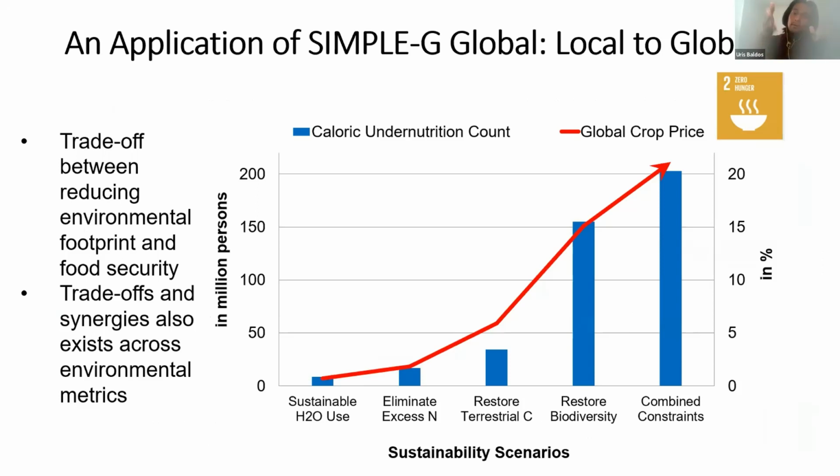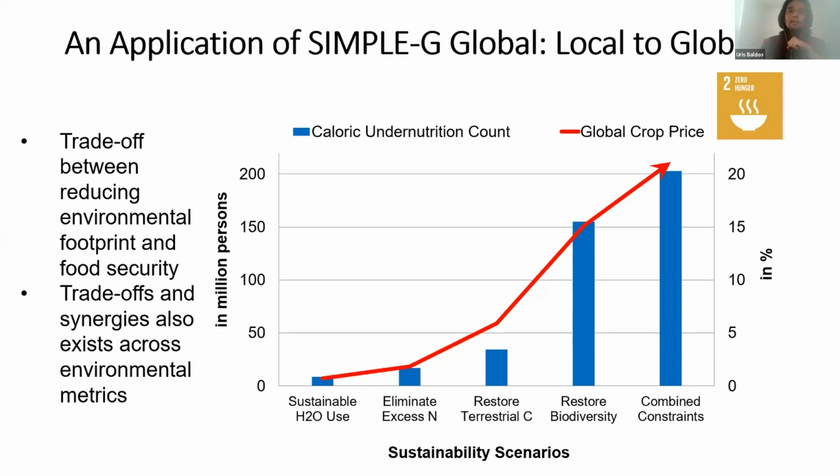The idea of this illustration is to really show you the trade-off. If we pursue these different types of environmental constraints, that will have a trickle effect in changing your food security targets. In this case, we're looking at a graph that shows the increase in undernutrition count and also the increase in crop prices when you implement these more constrained environmental targets.